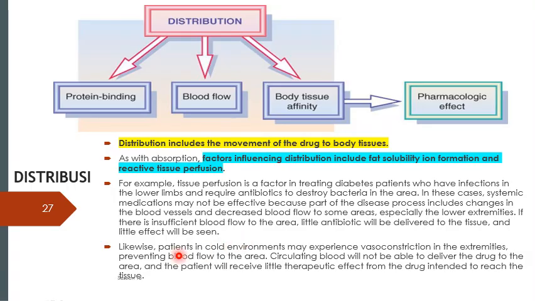and little effect will be seen. Likewise, if a patient is in a cold environment, they may experience vasoconstriction in the extremities, preventing blood flow to the area, and circulating blood will not be able to deliver the drug to the area, and the patient will receive little therapeutic effect from the drug intended to reach the area or the tissue.